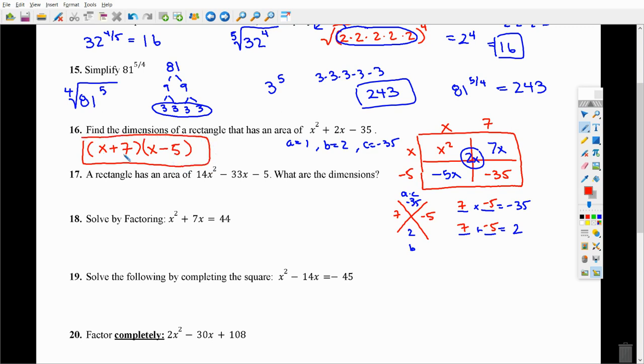And you could have this switched around. You could have x minus 5 times x plus 7. Same thing. All right. So that's number 16.